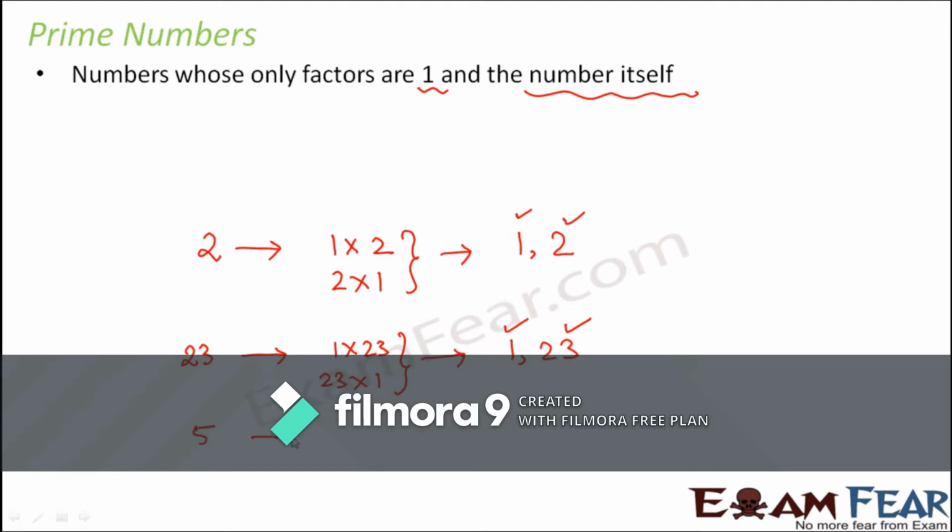Think of 5. 5 also has two factors, 1 and 5. And that is why 5 is also a prime number. What about 7? 7 can also be written either as 7 into 1 or 1 into 7, which shows that it has two factors, 1 and itself. So therefore all of these are examples of prime numbers.